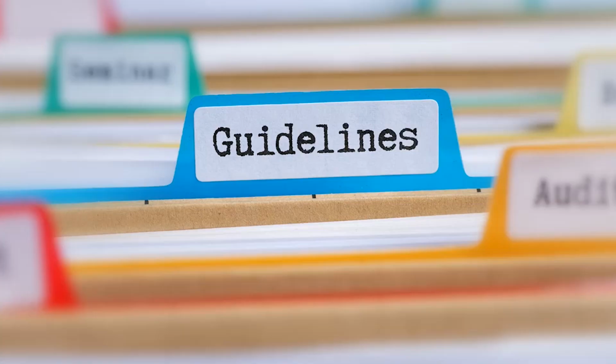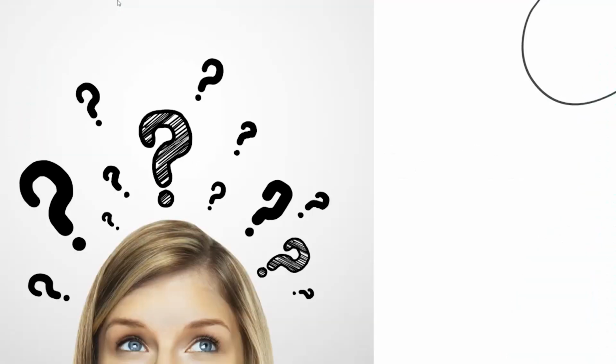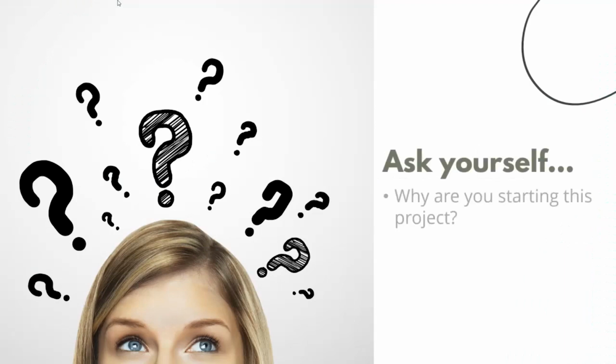Let's begin with a guideline to avoid overspending on your projects. Step 1. Set goals and outline the project. This is your interrogation section. Start with a project outline. Decide what actually needs to be done on that project. Why are you starting this project? Why? What is the necessity around this project? The answer to this question should be very clear and should set the foundation to your project.